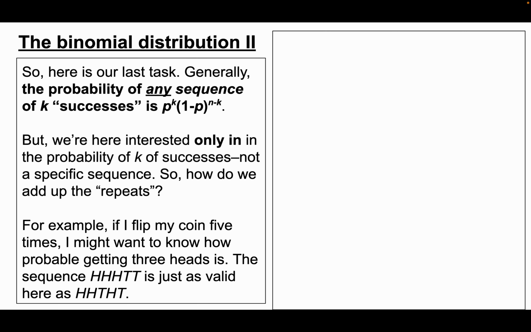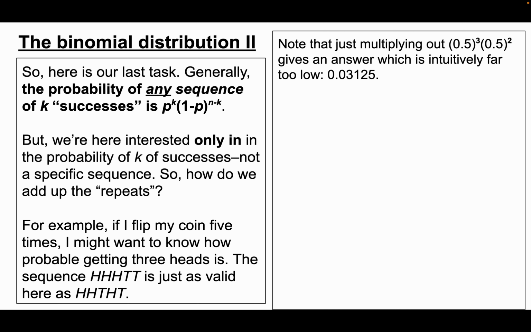For example, if I flip my coin 5 times, I might want to know how probable getting 3 heads is. The sequence HHHTT is just as valid here as HHTHT. Both of these would involve getting 3 heads. So intuitively, if I flip a coin 5 times and it's got a 50% chance of landing heads, that means that getting 3 heads should be one of the more probable outcomes.